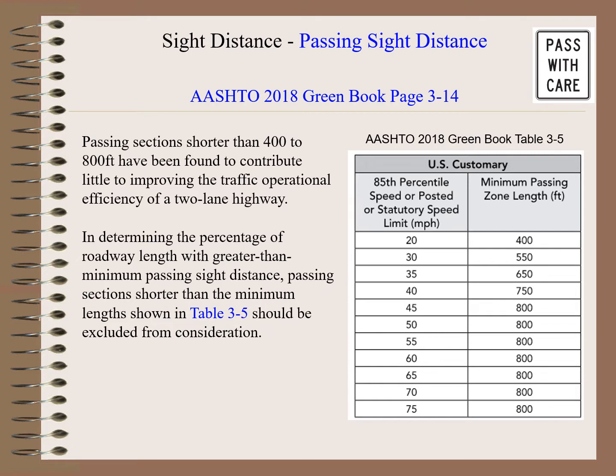Passing sections shorter than 400 to 800 feet have been found to contribute little to improving the traffic operational efficiency of a 2-lane highway. In determining the percentage of roadway length with greater than minimum passing sight distance, the passing sections shorter than the minimum lengths shown in Table 3-5 should be excluded from consideration.